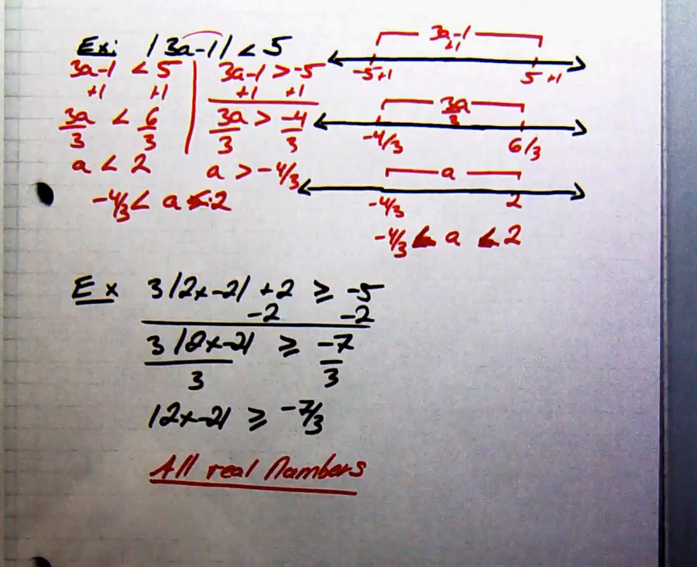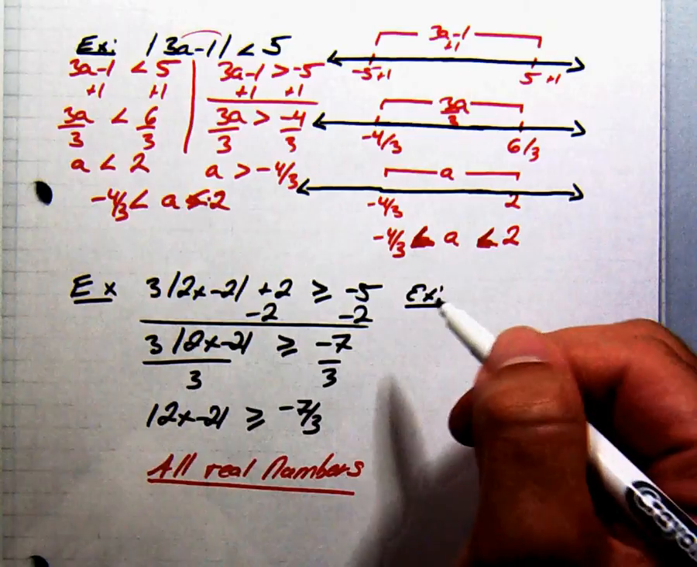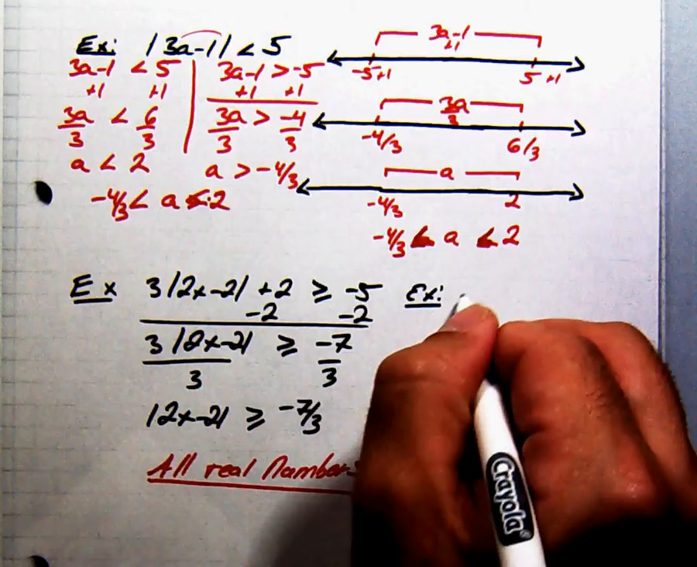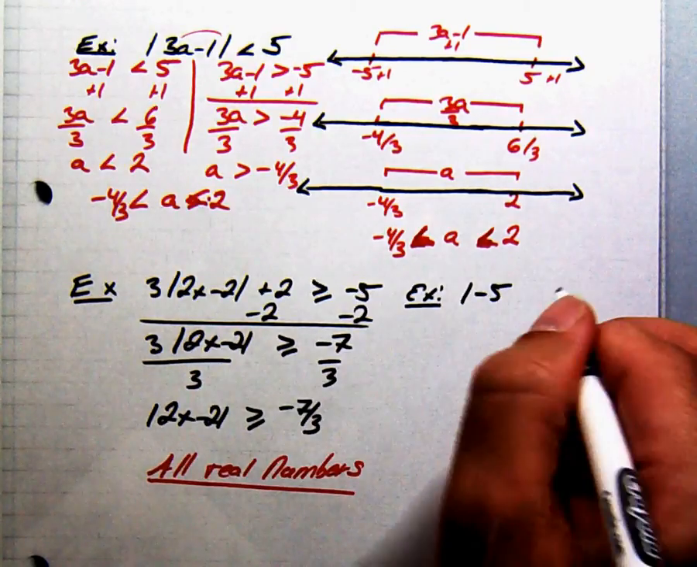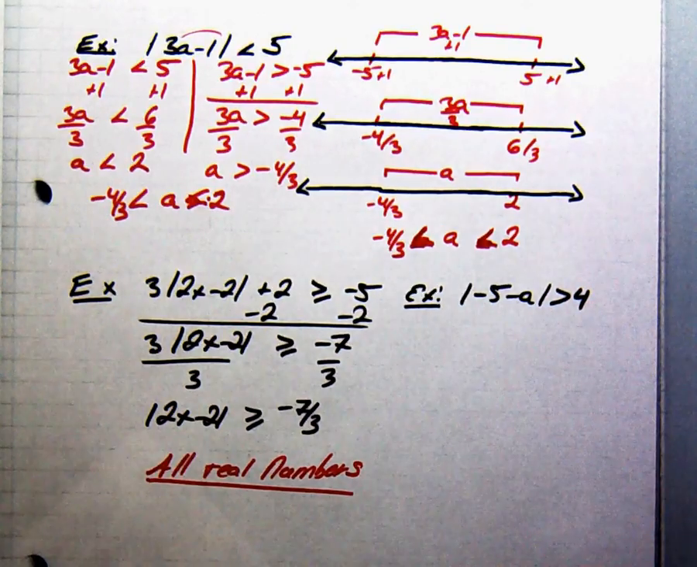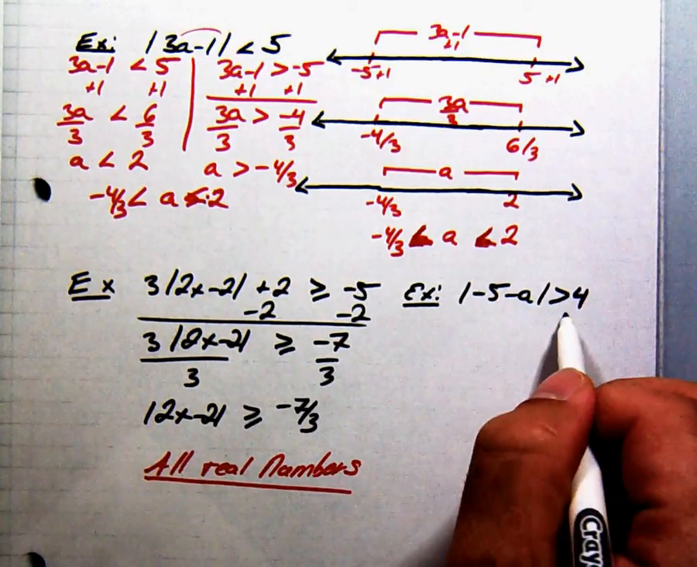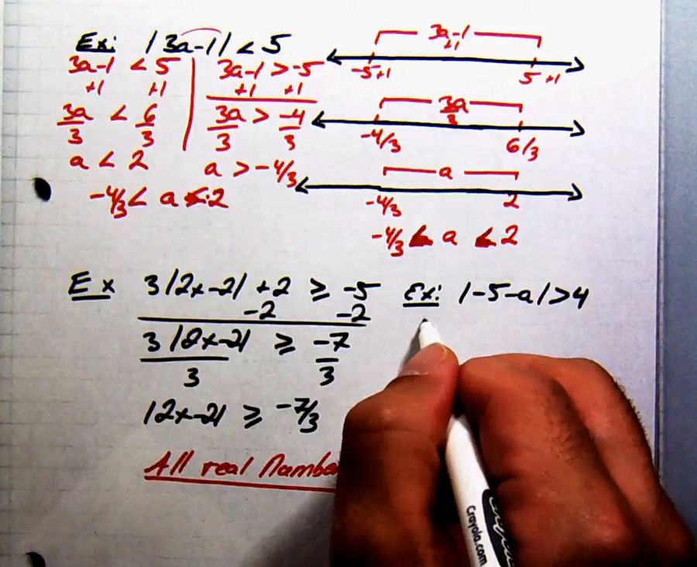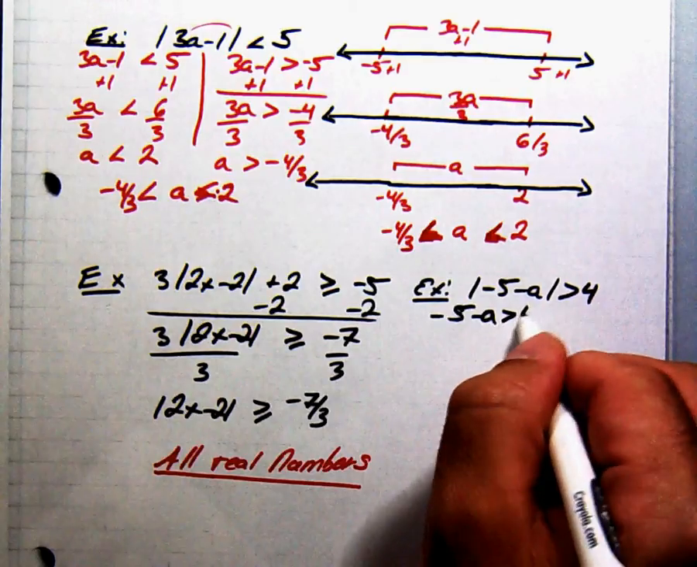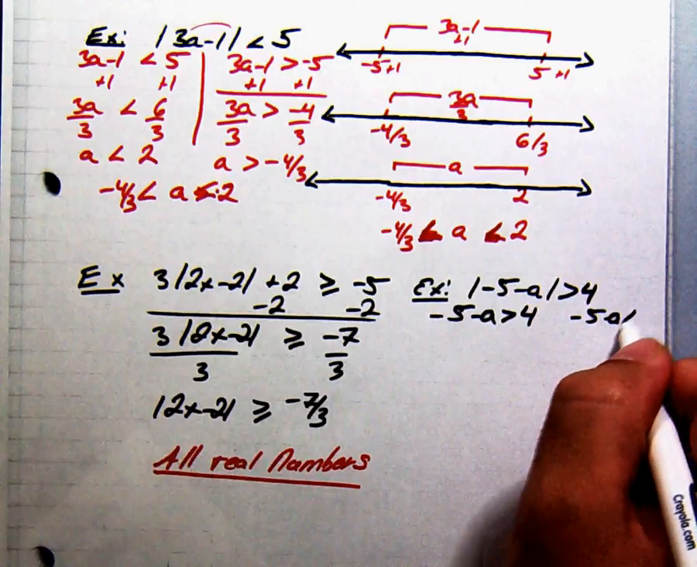Now let's take a look at one more type of problem. Let's try the absolute value of negative 5 minus a is greater than 4. So there's nothing to clear away from outside the absolute value bars. So now we're just going to split it and write it as two separate inequalities. Negative 5 minus a is greater than 4, and negative 5 minus a is less than negative 4.